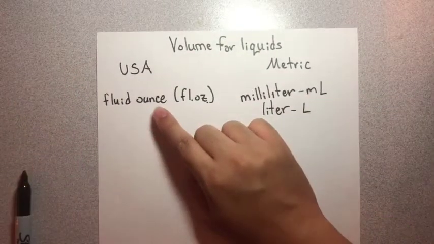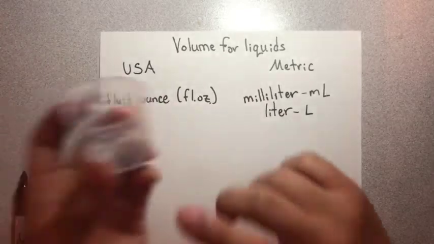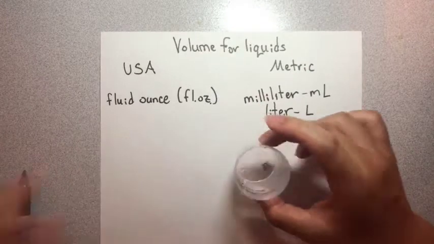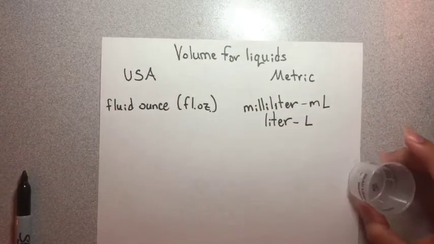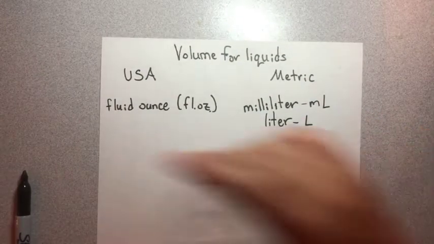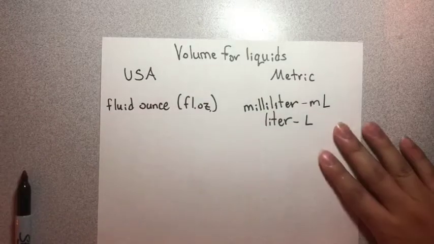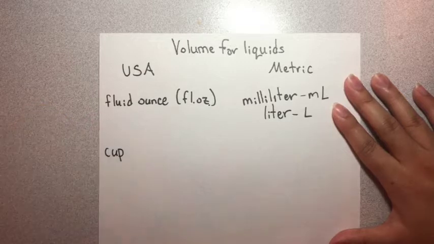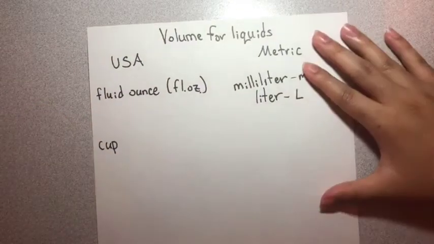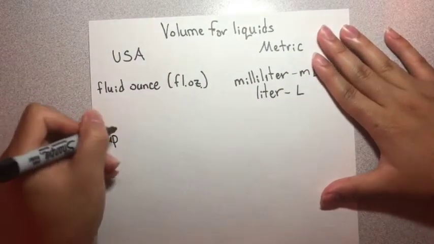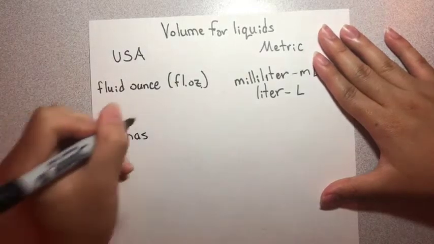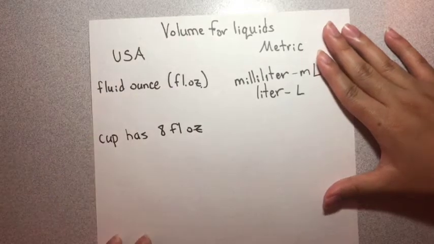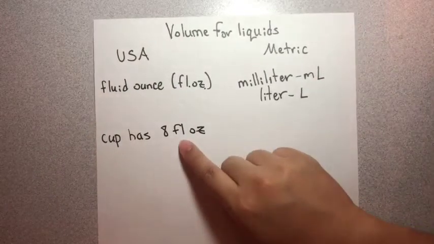So, a fluid ounce. This cup is about just one fluid ounce is about this much. I don't really know. And then we have a cup. A cup has 8 fluid ounces. One cup has 8 fluid ounces.